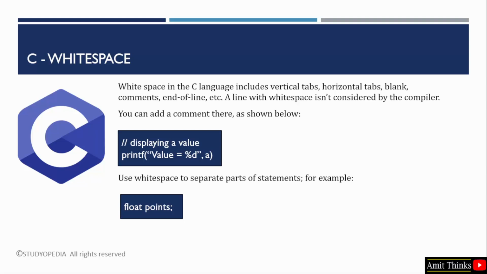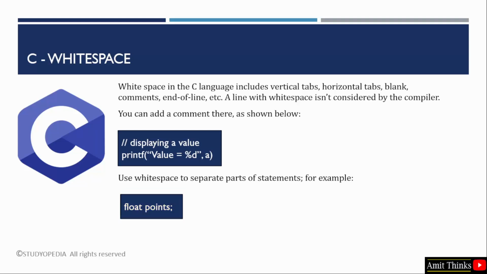White spaces can be used to separate parts of statements, like I told you before how to create a variable. When you write int i, the space there is white space. Similarly, float points is a float variable named points. The data type float is separated from the variable name points. So this is also a part of tokens in C language.